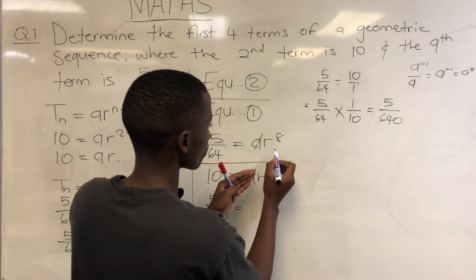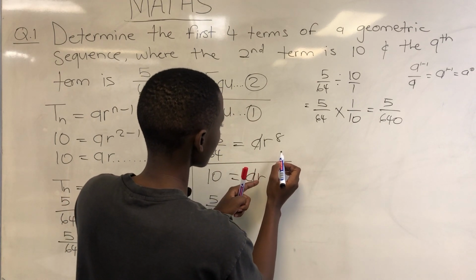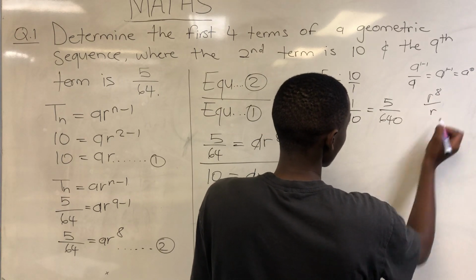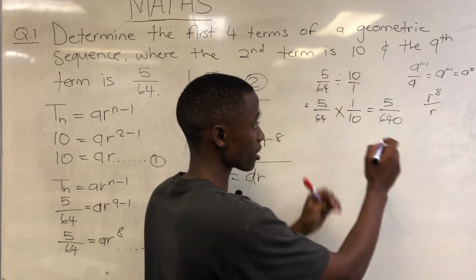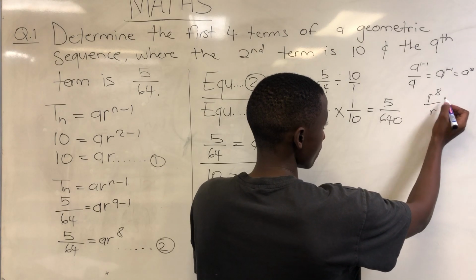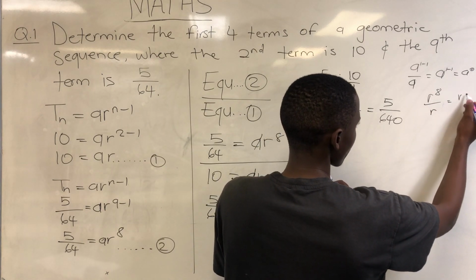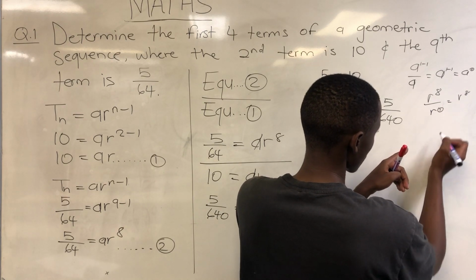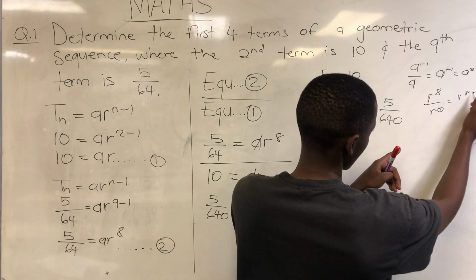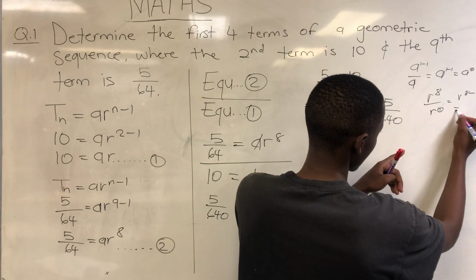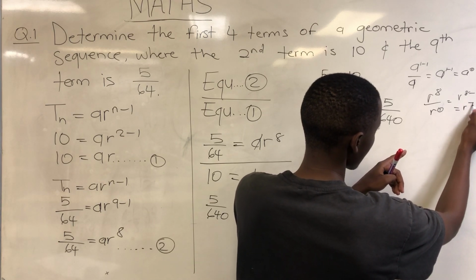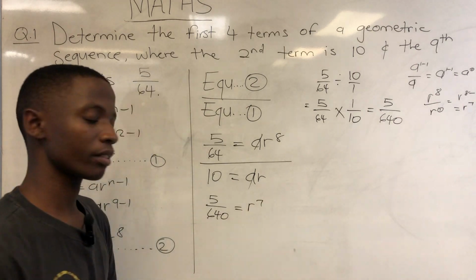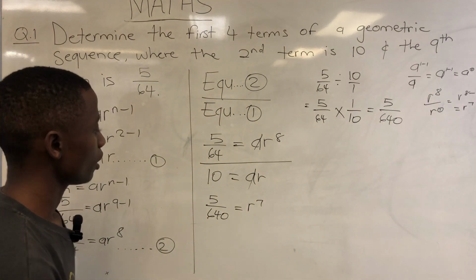So we have r to the power of 8 divided by r. Very same application there. The bases are the same, right? So we bring up this exponent, which is 1, as the power negative 1. Therefore we have r to the power of 7. Hope you get it. Alright.